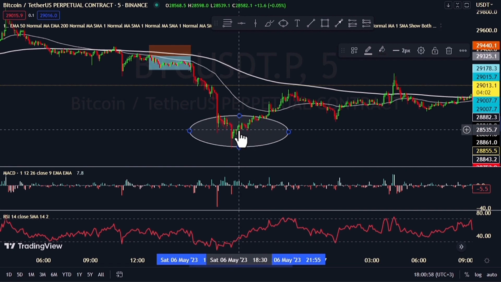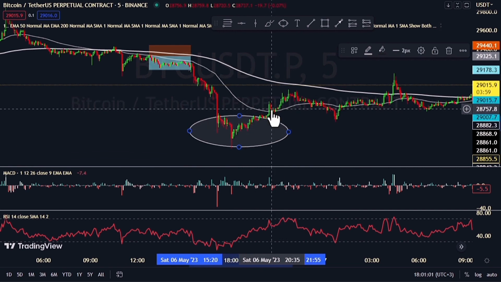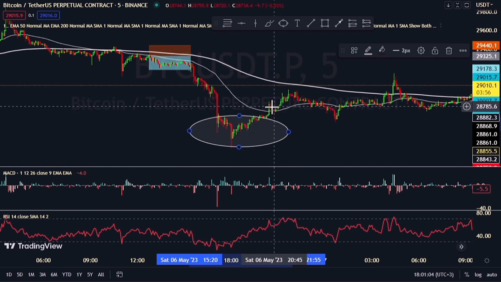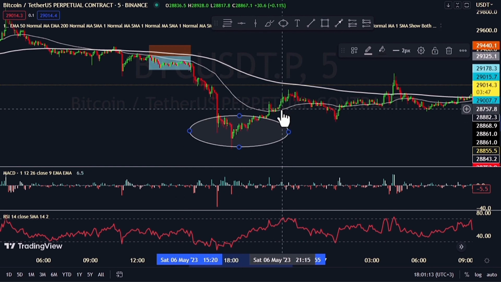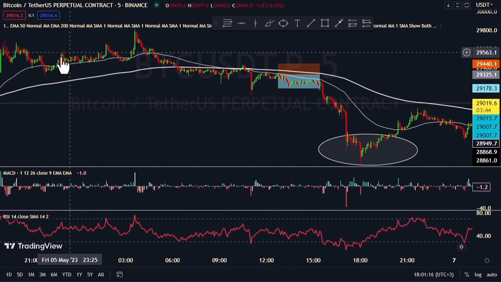I wait for a pullback. Yeah, it was a pullback here. Should I enter a trade here, or should I not? Mostly I wait for the candle to be at or below the 50 EMA, and in the case of long trades, at or above the 50 EMA. So in this case, I'm going to eliminate the false signals.